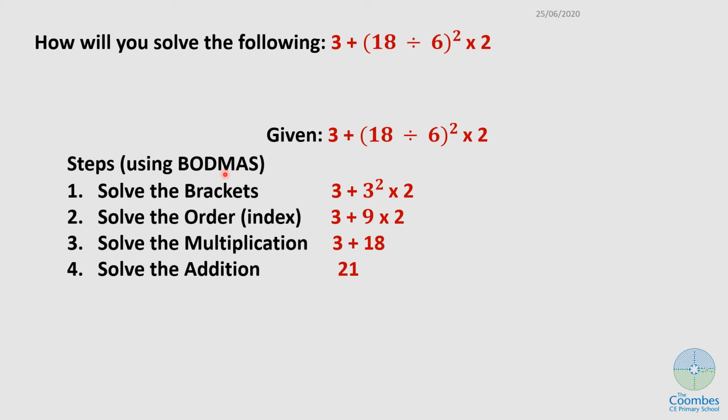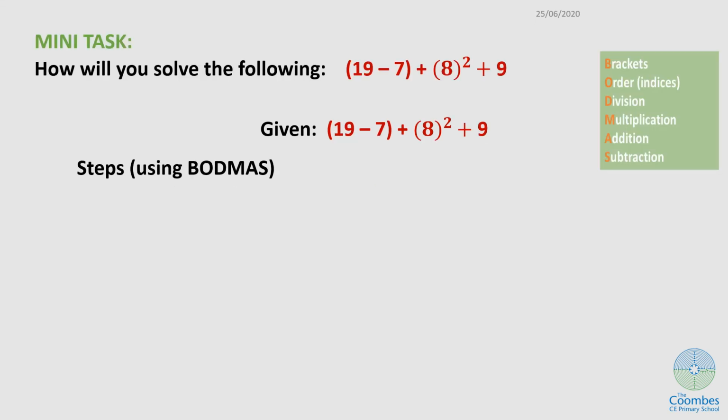Is there a multiplication? Yes. I've got 9 times 2. So I have to solve that first. 9 times 2 is 18. And if I rewrite everything, I have my 3 plus then 18. And the last operation remaining is add. So if I add 3 to 18, I should get 21. What I want you to do is to pause the video and solve this equation. We will look at the answer in the next slide.